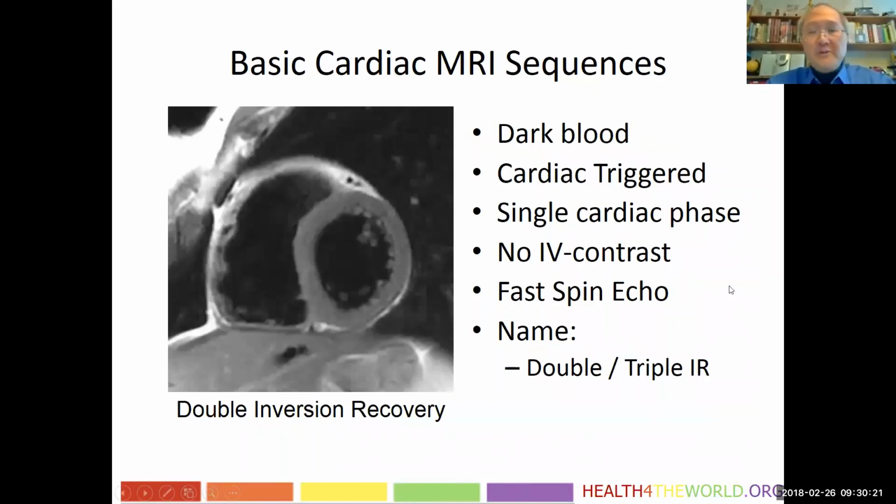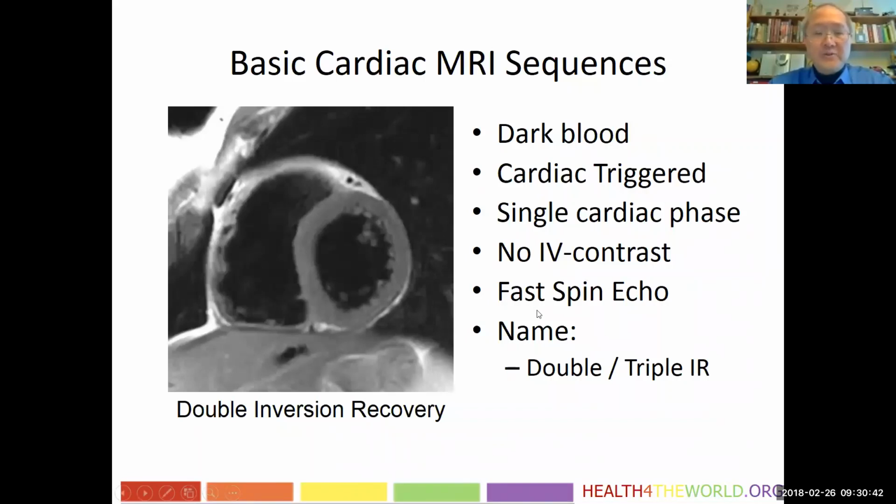Another sequence that we use a lot for cardiac mass is the dark blood sequence or black blood sequence. It is a cardiac triggered sequence, so you have to specify exactly what cardiac phase you want to image. It will produce only that cardiac phase, so there's a single cardiac phase acquisition and there's no cine. Again, no IV contrast is required.